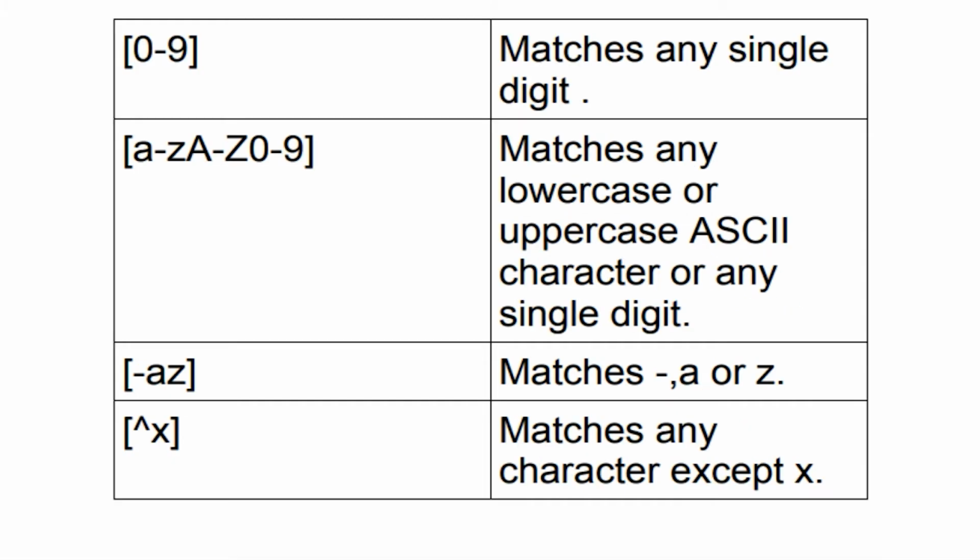Then we have 0 to 9 within the character class. It matches any single digit. After that, we have a to z, capital A to Z, 0 to 9 within the character class. It matches any lowercase or uppercase ASCII character or any single digit. Then we have hyphen a z within the character class. It matches a literal hyphen, a or z.